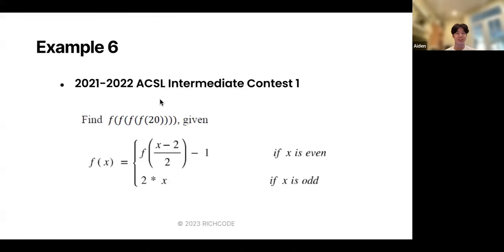This one may look a little confusing since a lot of functions are inside, but just break it down, starting from the inside here with f of 20, find that, and then continue until you get to the outside one.